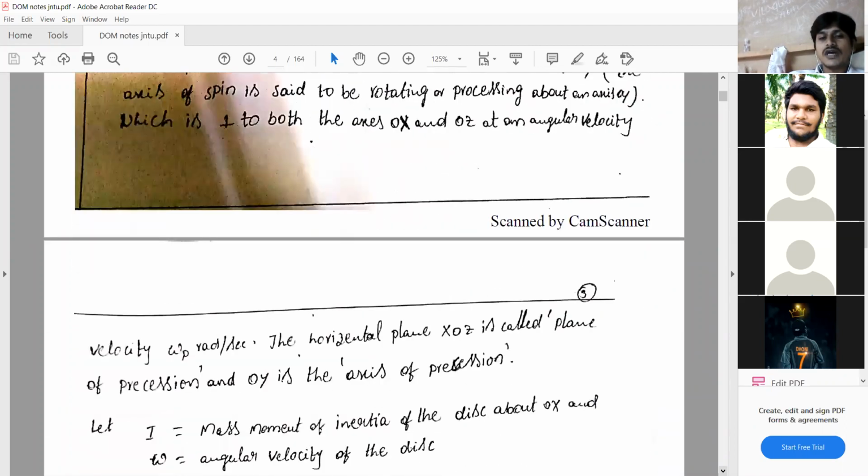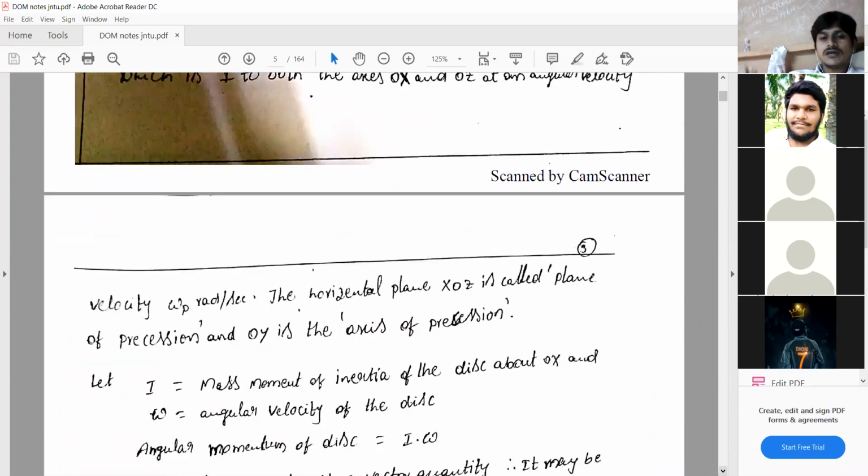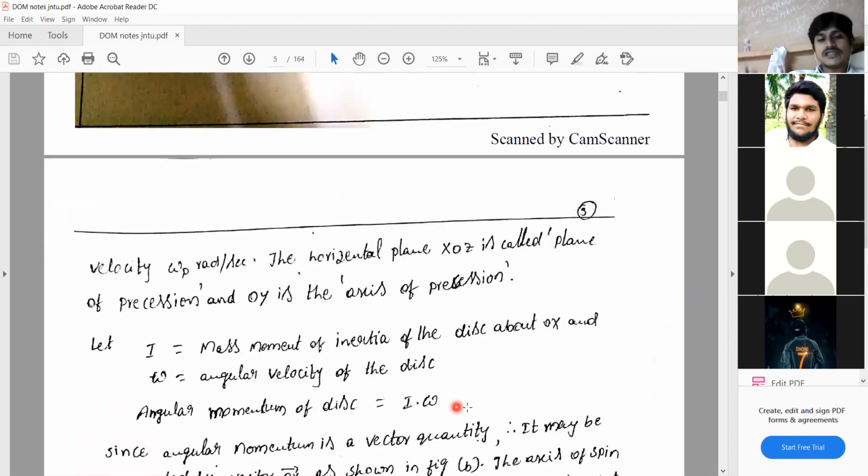So here all of you observe that. The angular momentum of the disk, they may write that value as I omega. How have they written the particular term I omega?